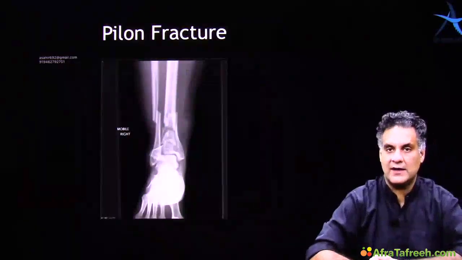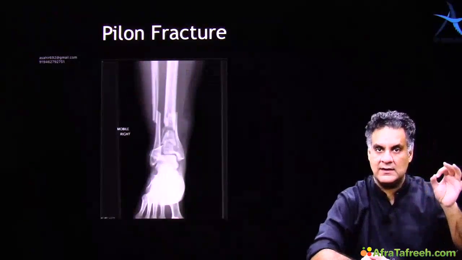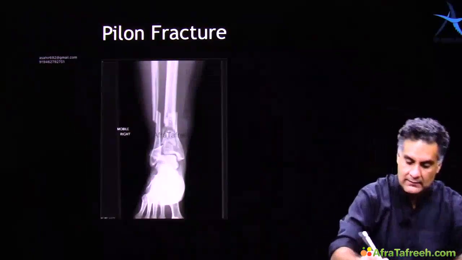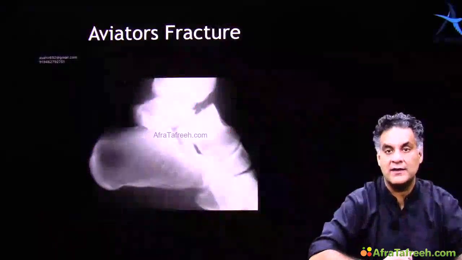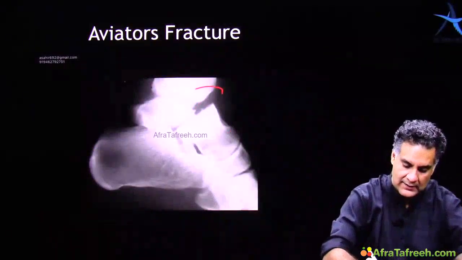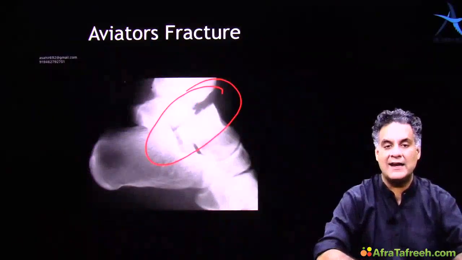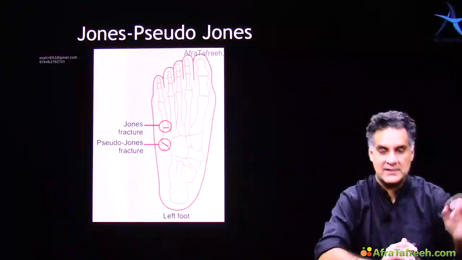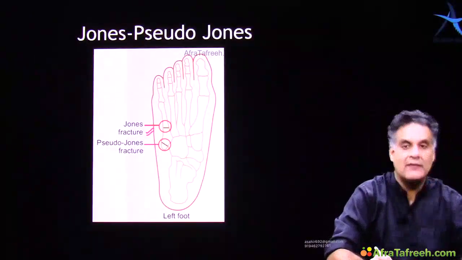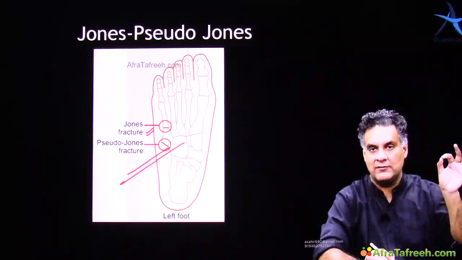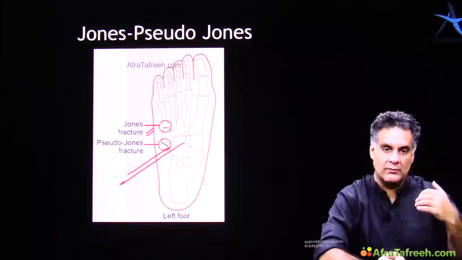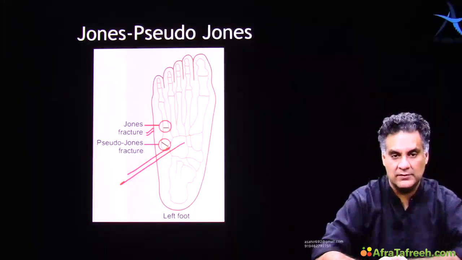And the pylon fracture, again it came as a question in May 2019, is an intra-articular fracture of the lower end of tibia disrupting the joint. Aviator's fracture is a fracture involving the neck of the talus. Then you have Jones fracture, which is involving the base of the 5th metatarsal, and pseudo-Jones involving the tip of the 5th metatarsal, the insertion. So it's more proximal. That's pseudo-Jones.